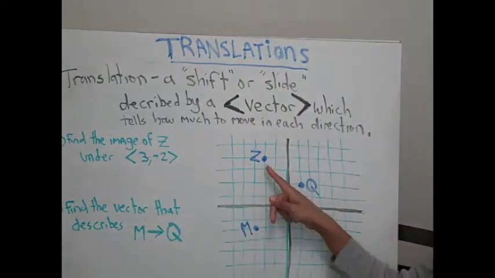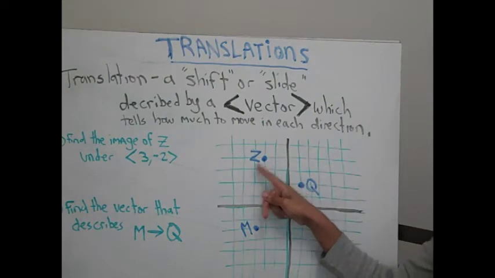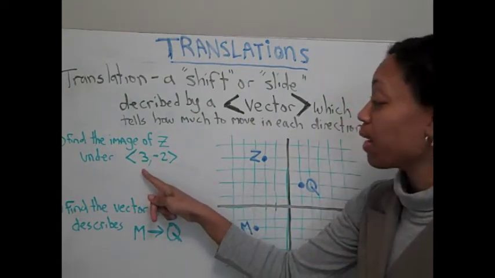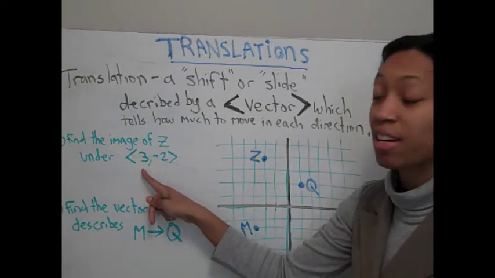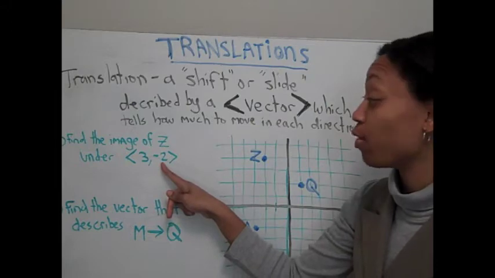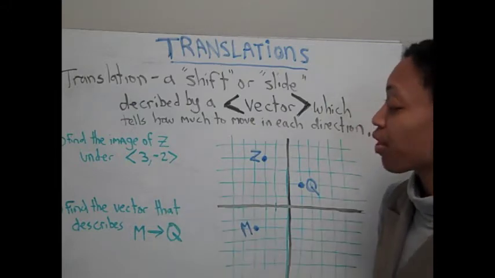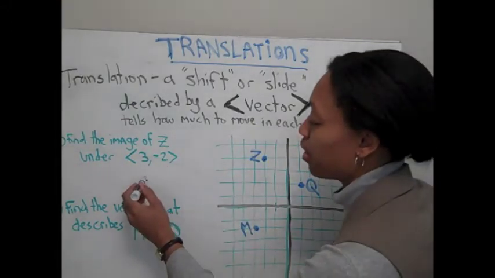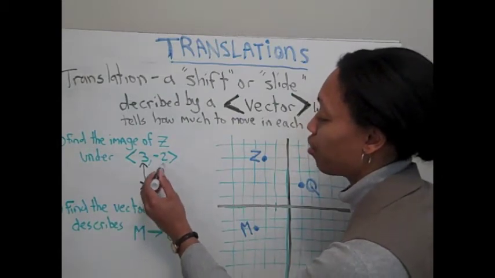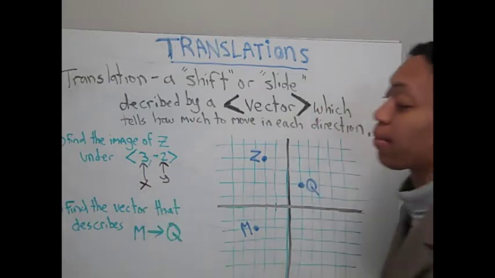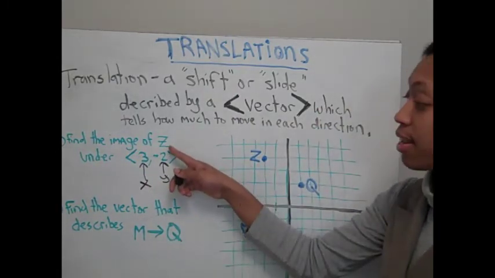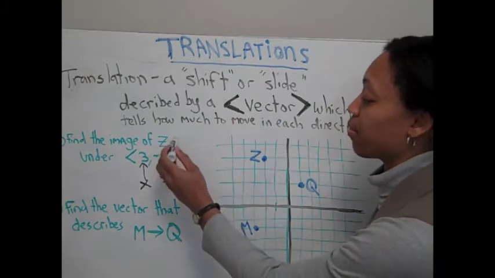Well, here's the point z. This 3, the first number in the vector, tells me how much I should move in the x direction. And the -2 tells me how much I should move in the y direction. So this tells me about the x, and the -2 tells me about the y. So I'm going to start at z.